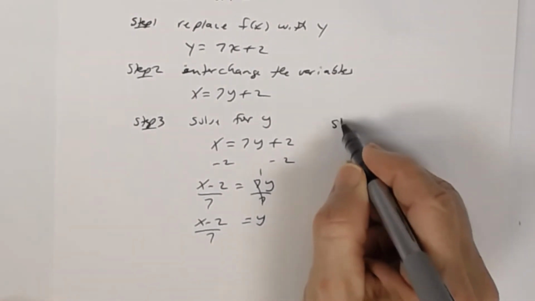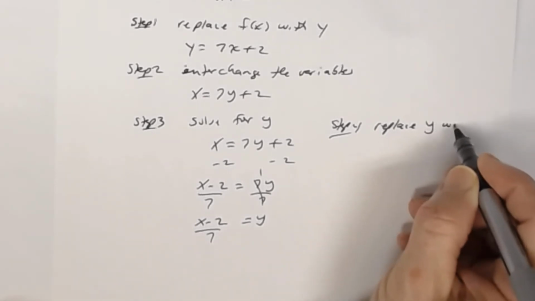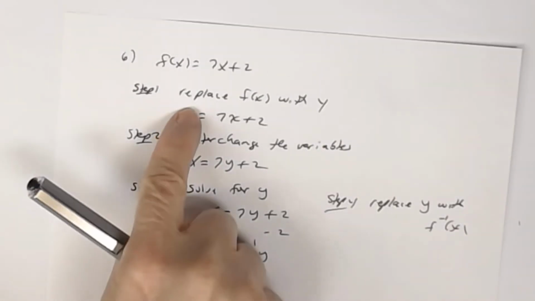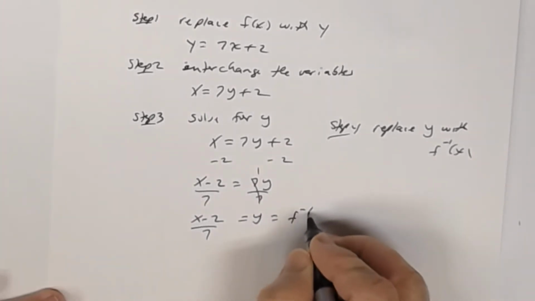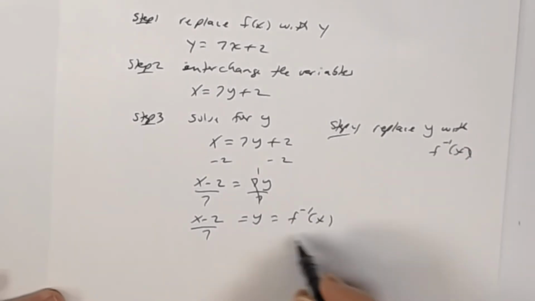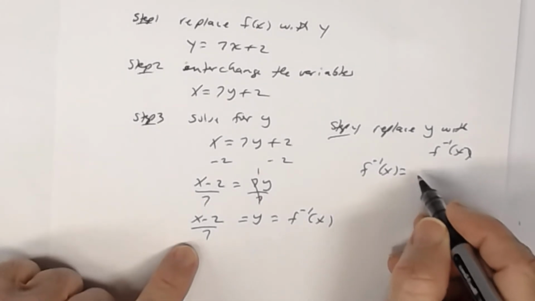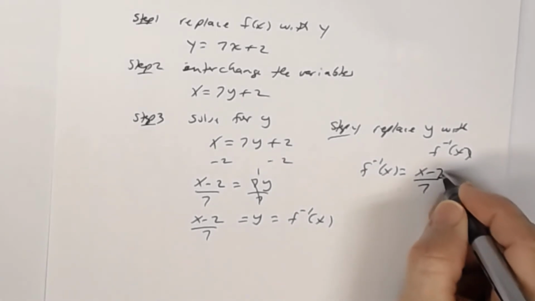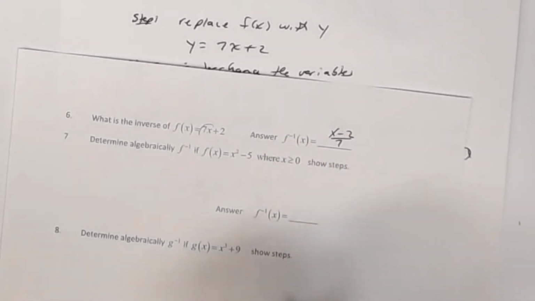And then step 4 is to replace y with f inverse. This y is f of x, and this y is the inverse, so don't confuse those two. So this is f inverse now. Therefore for step 4, you'll say f inverse of x is equal to (x minus 2) divided by 7.